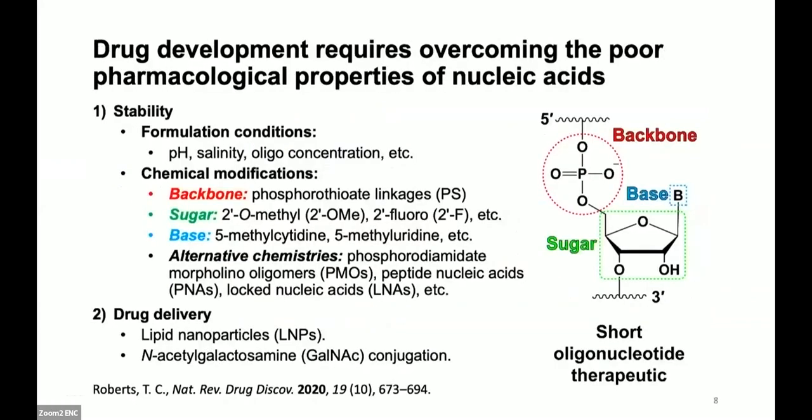So part of the problem in developing nucleic acids into drugs is they are inherently unstable and they have poor drug delivery to target organs. So a lot of effort is placed into optimizing formulation conditions, including salinity and pH, as well as chemically modifying the nucleic acids to protect them in the cell. In terms of drug delivery, both lipid nanoparticles and GalNAc conjugation have been used to carry these drugs into the liver.